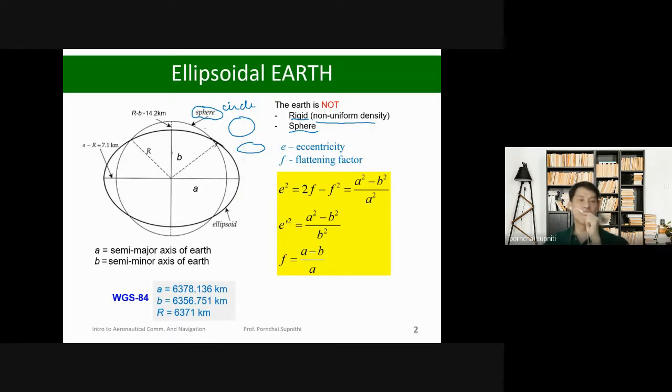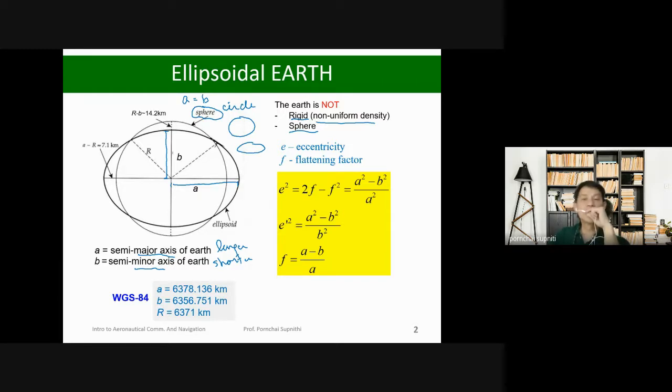So if you take a look on the left hand side, if we consider Earth as an ellipse, we have the distance on this axis, the longer one, which we call the semi-major axis. And for the shorter axis, we call it the semi-minor axis. So for A, we call it the semi-major axis. When A and B are equal, then we have a circle. For a sphere, A and B will be equal, but for an ellipse, A and B will not be the same.